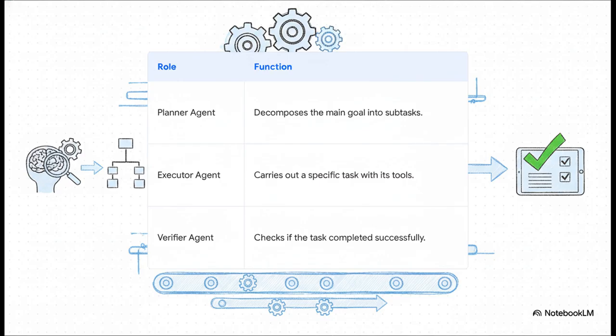The most advanced systems often don't use just one agent. Instead, they build a whole team. You might have a planner agent whose only job is to break a huge goal down into smaller, manageable steps. Then you'll have one or more executor agents that actually do the work. And finally, a verifier agent comes in to double-check that everything was done correctly. It's like a super efficient assembly line for intelligence.